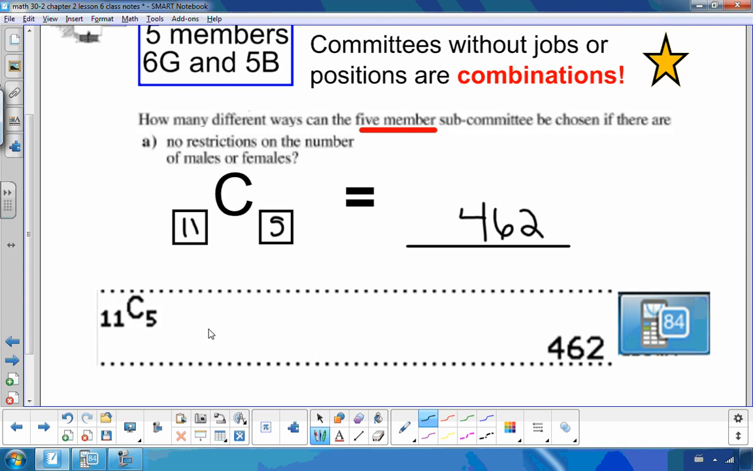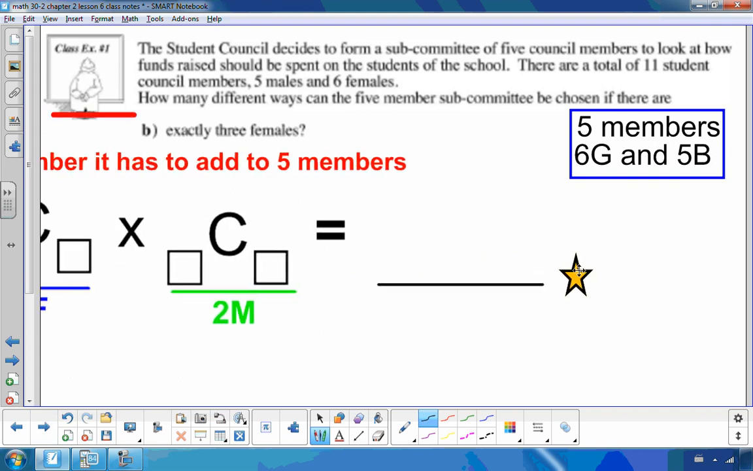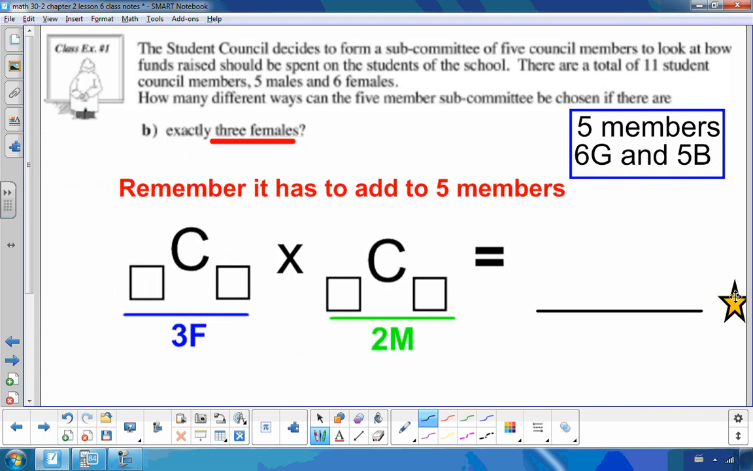So let's add some restrictions to this committee choice. So let's look at how many ways we can have a 5-member committee with exactly 3 females. Now, exactly 3 females means I can't have 1, 2, 0, 5, 4. It has to be only 3. Now, the big hint here is that it has to add up to 5 members. That's really key. We need 5 members on our committee. So if I have 3 females, I have to have 2 males.